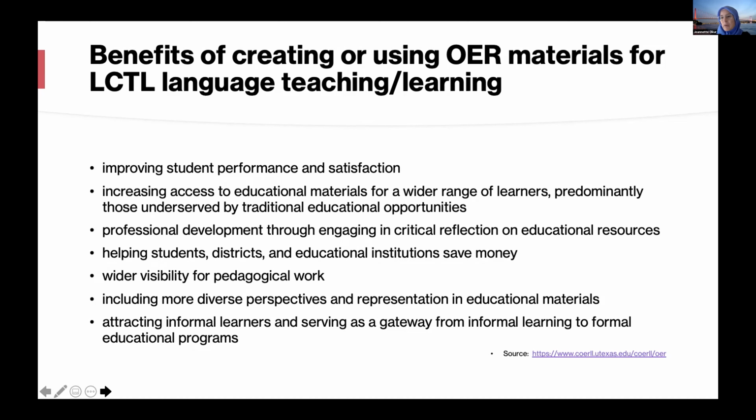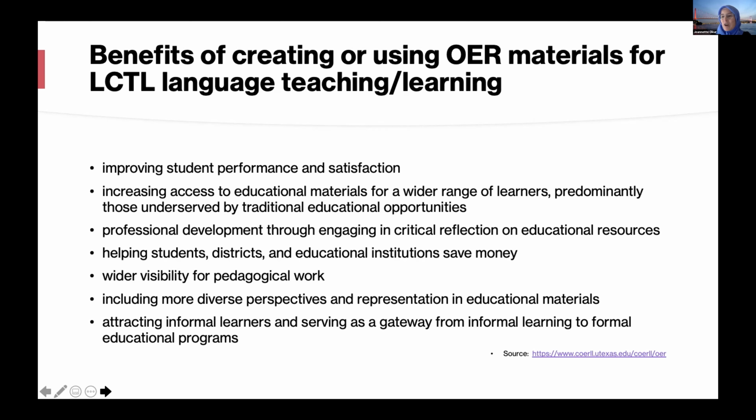This movement is gaining ground in K through 12 and in universities. Obviously, if you're using open educational resources in your course or in your school district, this can help students and entire districts and educational institutions save money. It also provides really badly needed wider visibility for pedagogical work, especially in the smaller critical languages. Those of us who teach smaller languages know that it is pretty near impossible to publish teaching materials because everything runs on a for-profit model and no one can make a profit off of a Turkish book that sells 50 copies.